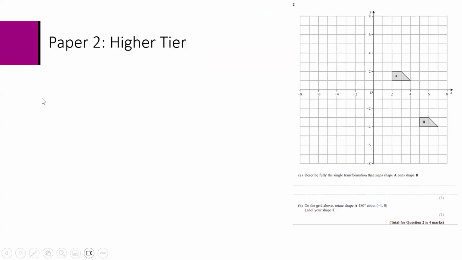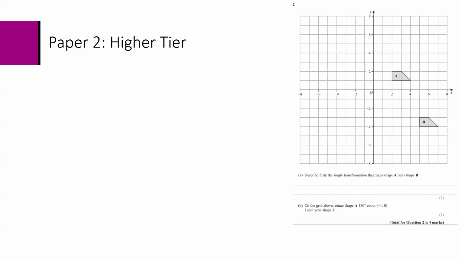Okay. Shape and space again, for higher tier students. This was absolutely a fascinating one when I looked at the statistics. So, describe fully the single transformation that maps shape A onto shape B. Now, there's an insight here that's come through from previous series, and the examiners say that where we ask students for a single transformation, they often put in more than one transformation.